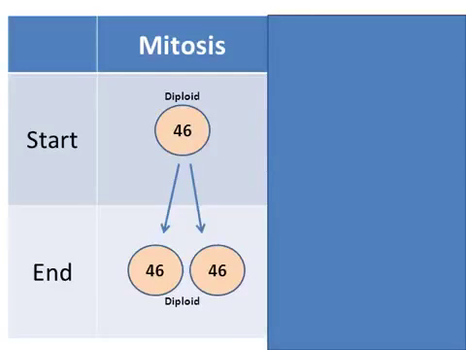A human cell has 46 chromosomes. That is what we call the diploid chromosome number. And in the process of mitosis, a diploid cell with 46 chromosomes will divide into two cells, each of them also containing 46 chromosomes. Well, that's a little different when we compare and contrast with meiosis.